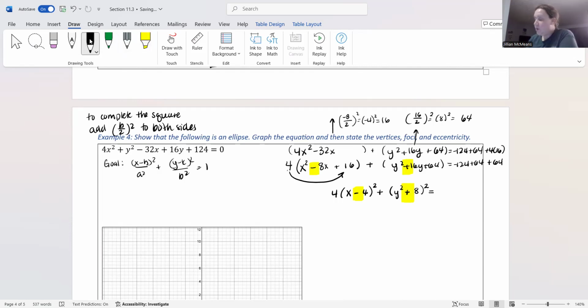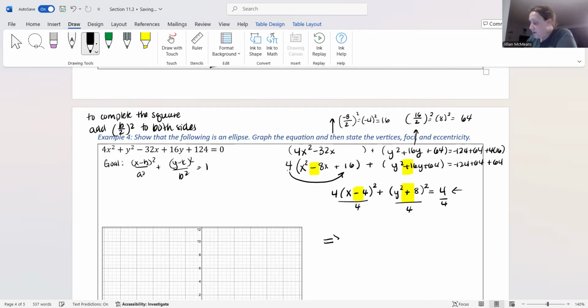Okay. Now, negative 124 and then plus 64 plus 64. So let's see, 64 plus 64 is 128. So negative 124 plus 128 is 4. Okay. So we're getting there. We're not quite to that standard form yet. We don't have a 1 right here, and we need a 1. So in order to get that 1, we would divide everything by 4.